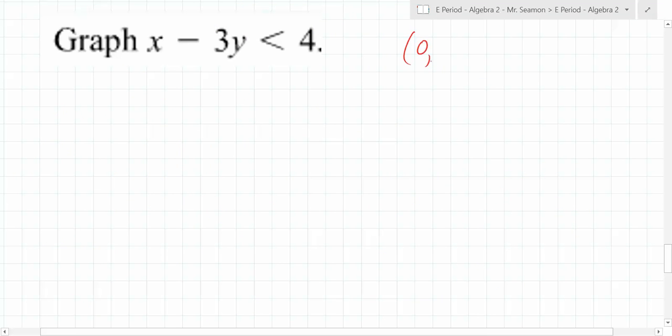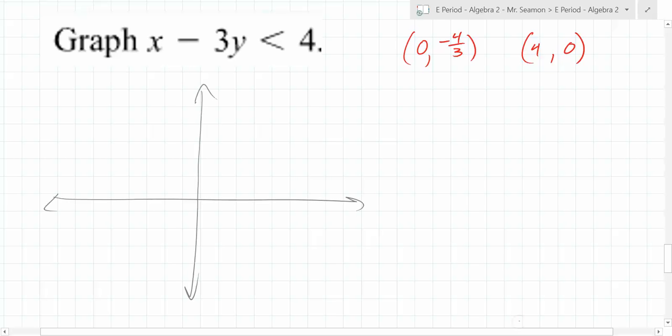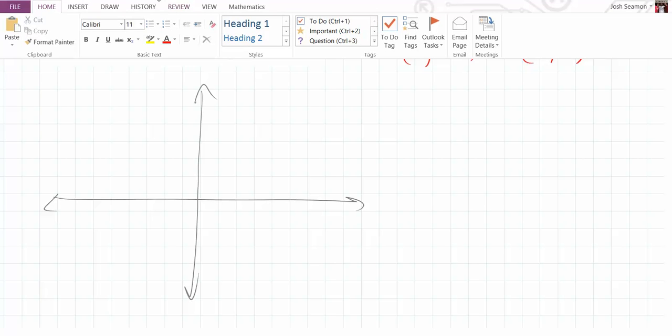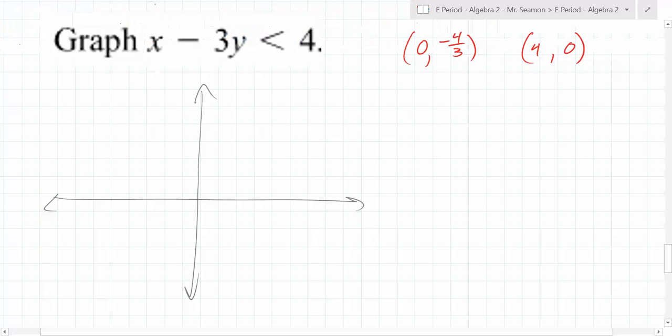When x is 0, what's y going to be? Negative 4/3, yeah, so that is the y-intercept. If y is 0, what's x? 4. You have 2 points. What do you do with those 2 points? Plot them. Yep. Someone asked, is it (4, 0) or (0, 4)? It's (4, 0), right? So let's call that right there (4, 0).